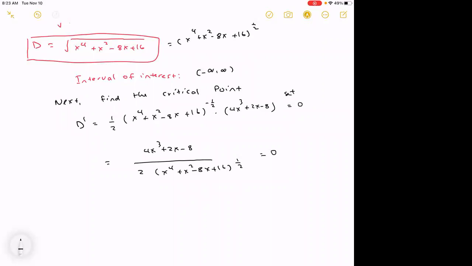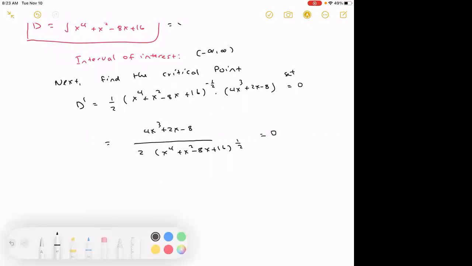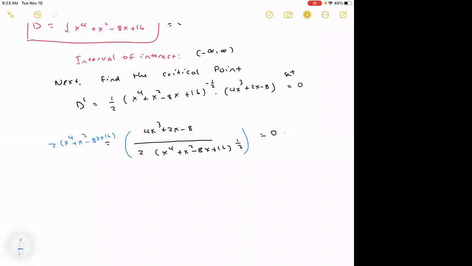Now, how do you solve this for x? Well, multiply both sides by the denominator. Meaning, on both sides here, multiply by 2x to the power 4 plus x squared minus 8x plus 16. So on the left hand side, the denominator is gone.